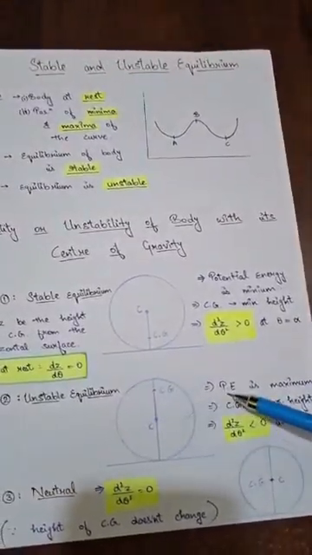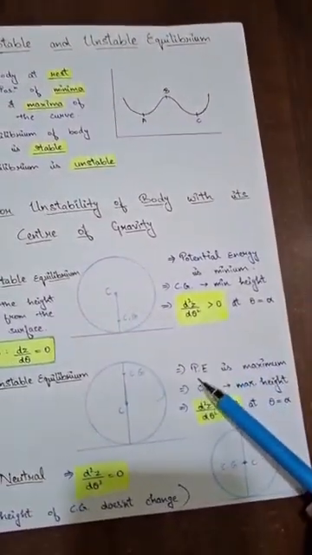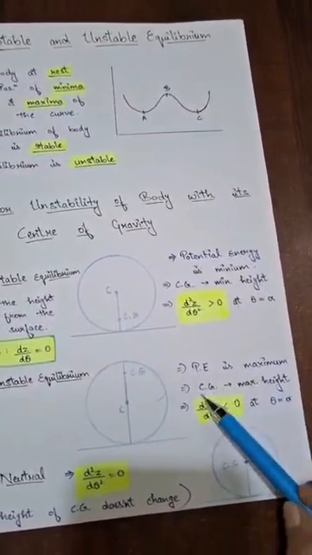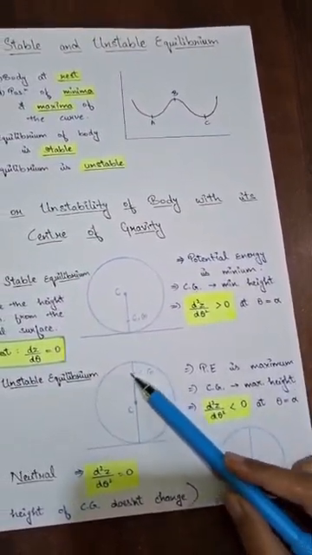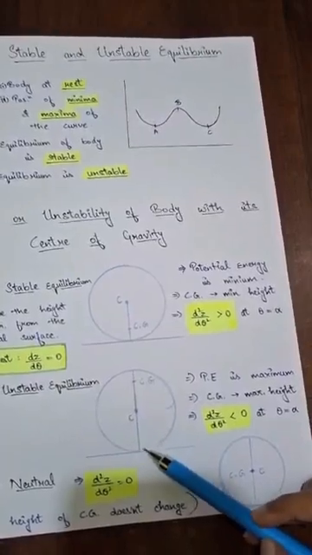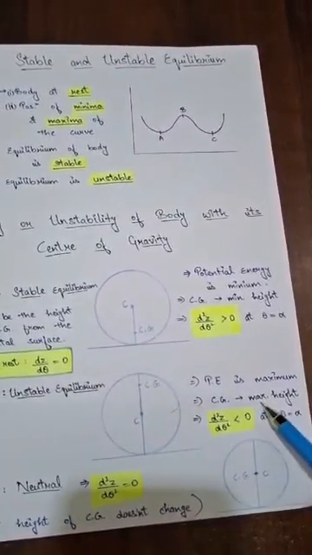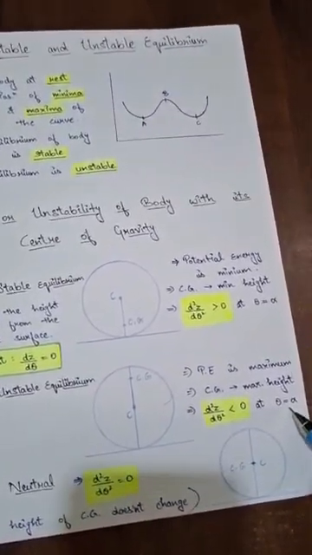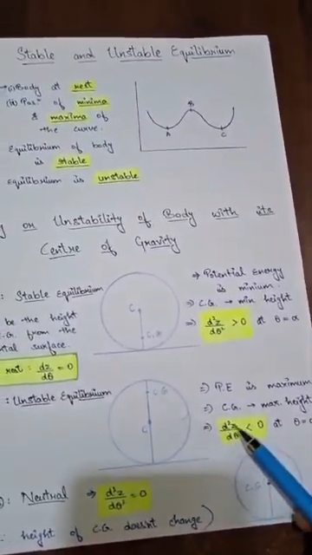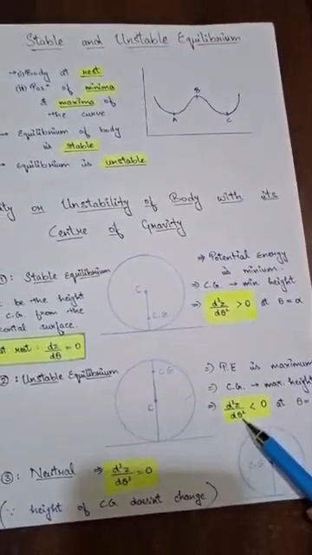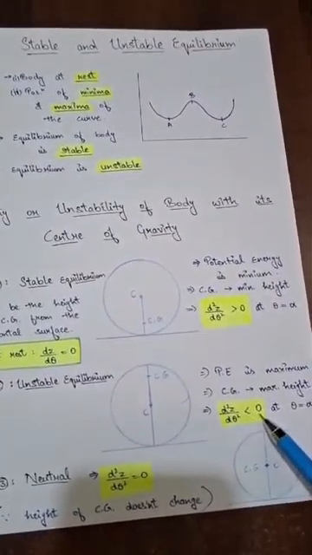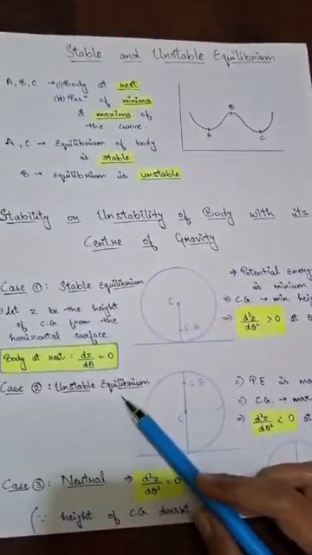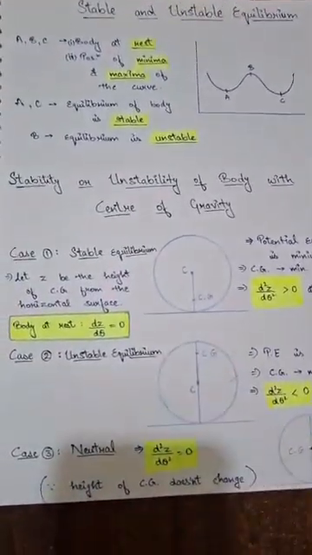For unstable equilibrium, we have potential energy maximum and height of center of gravity from the point of contact is maximum. And at theta equals alpha, the double derivative of z with respect to theta is less than 0. This is the condition for unstable equilibrium.